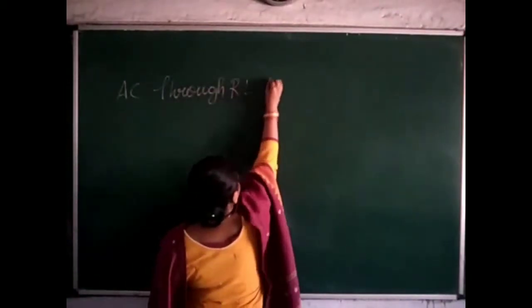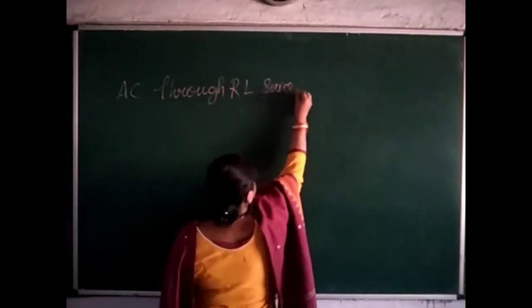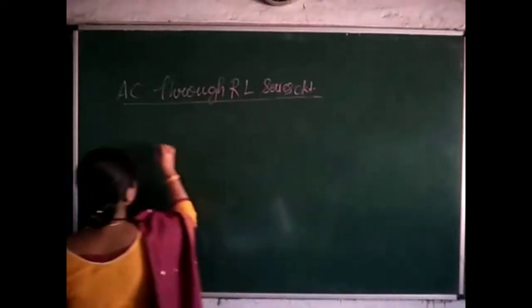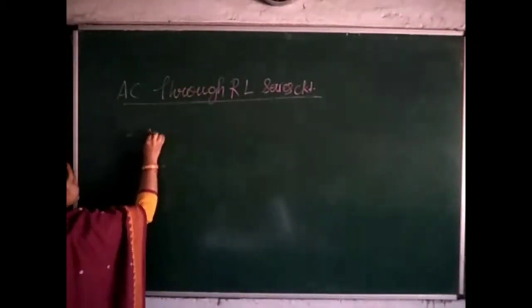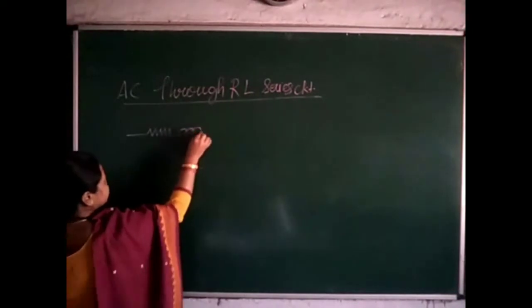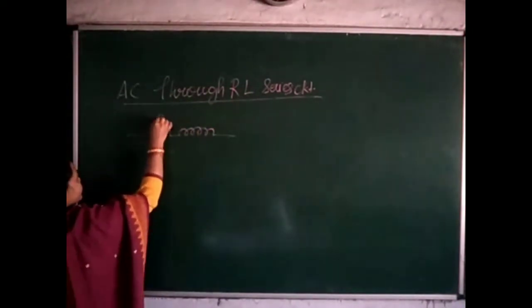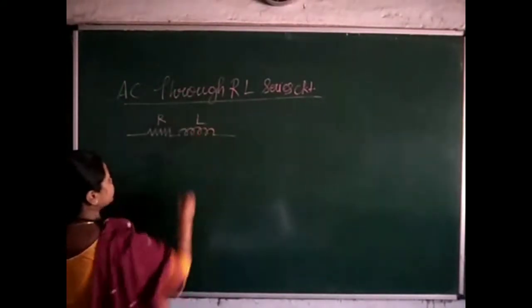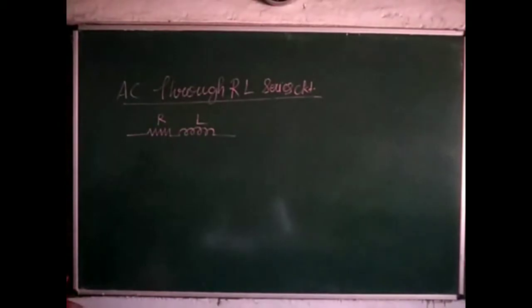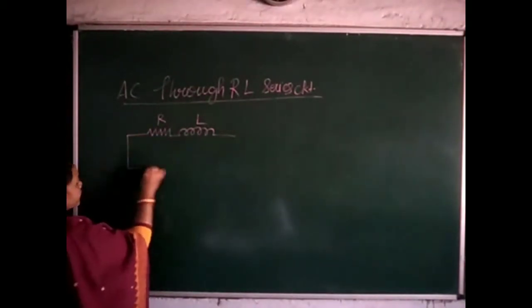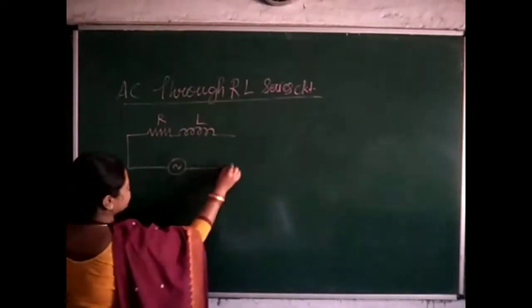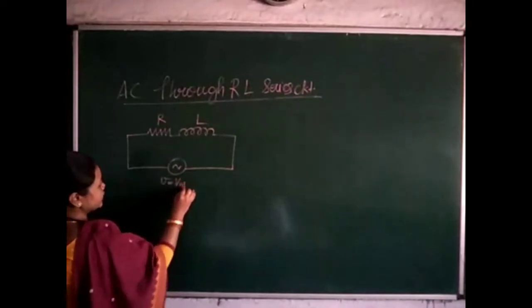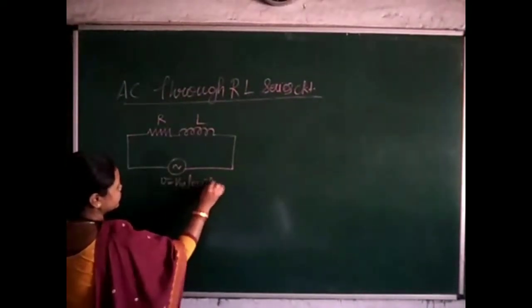Resistive inductive series circuit. Here I take a pure resistor and a pure inductor and connect them in series. The resistor has a resistance of R ohm and the inductor has an inductance of L Henry, and they are connected across an AC source of supply having the instantaneous value of voltage Vm sin omega t.